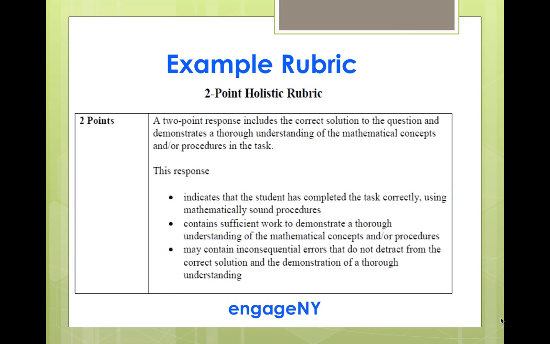This example rubric that we're about to review is once again from Engage New York. It is their 2-point holistic rubric that they use to score student work. If a student scores 2 points, that says the response indicates that the student has completed the task correctly. It contains sufficient work to demonstrate a thorough understanding of the mathematical concepts, and it may contain inconsequential errors, but they do not distract from the correct solution.